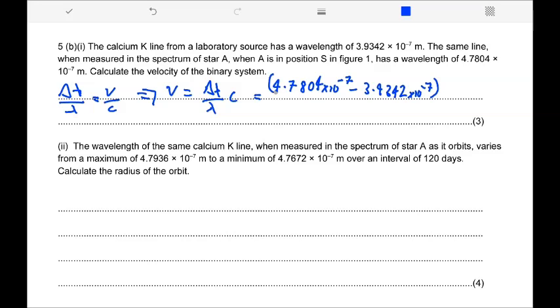That's our delta lambda, divided by lambda, which is 3.9342 times 10 to the minus 7, and then multiply by the speed of light, 3 times 10 to the 8. So this gives us something around about 6.5 times 10 to the 7 meters per second, and it's moving away from Earth. So positive velocity means moving away from Earth because the lines have been stretched.